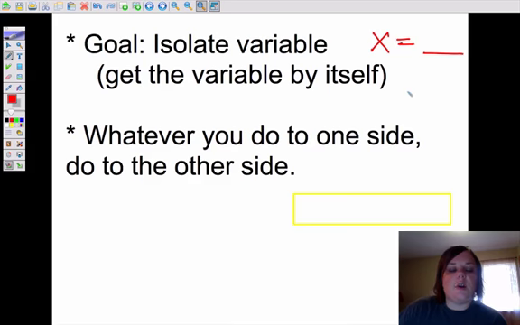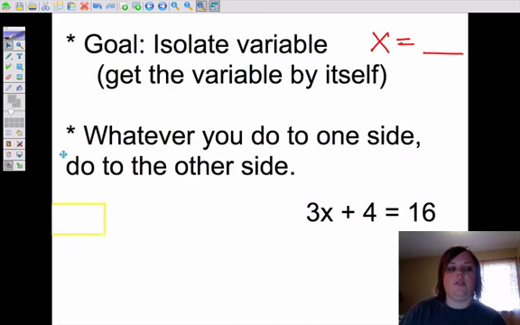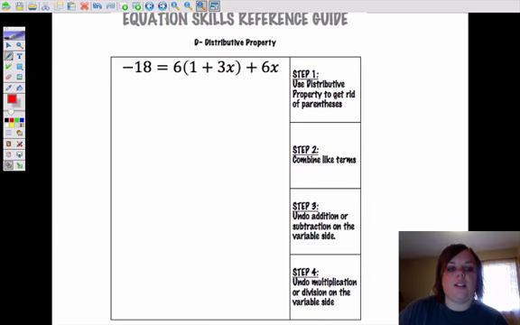And then the other thing you always want to remember is whatever you do to one side of an equation, you have to do to the other side of the equation. And the way that I remember that is I think of the equal sign as my balancing point. So this is one side and this is one side. And whatever I do over here on the left, I would have to do on the right as well. So let's go ahead and look at your example.